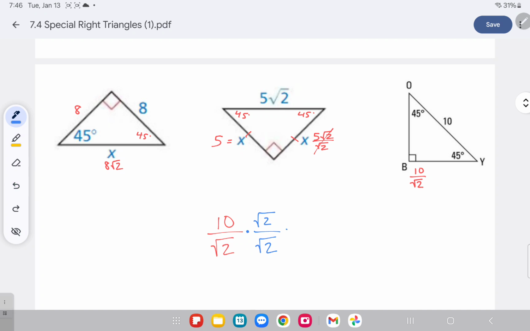So when we multiply the numerator by root 2, we get 10 root 2. When we multiply the denominator by root 2, we have root 2 times root 2, which is root 4. And the square root of 4 is 2. That's why we went through that process, so that we would not have a radical in the denominator anymore. Now I can go ahead and simplify this one step further by taking 10 divided by 2, which is 5. So my answer is 5 root 2. So each of these side lengths would be 5 root 2.